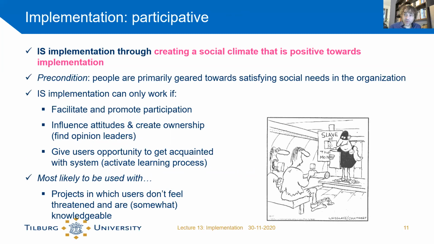Okay, the third one is the participative implementation strategy. And this one is rather different from the first two. So this is an implementation strategy in which you are not so much focused on explaining to people why it is useful, or involving people in the ins and outs of the technology. Well, you involve them in an implementation process, but this is a strategy in which you try to convince people using social tactics. That's why it's called participative.